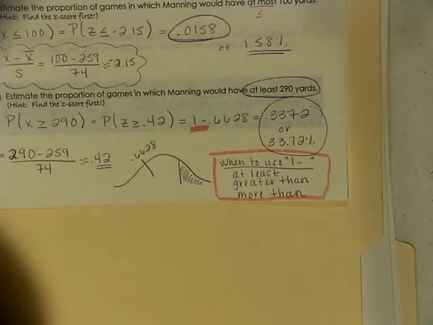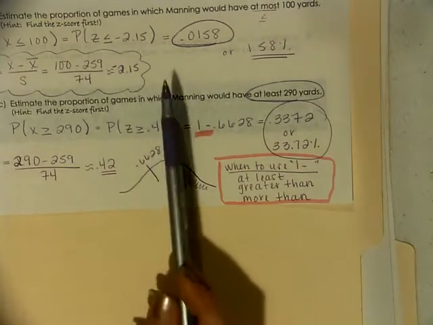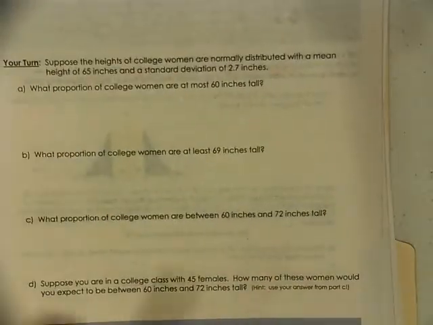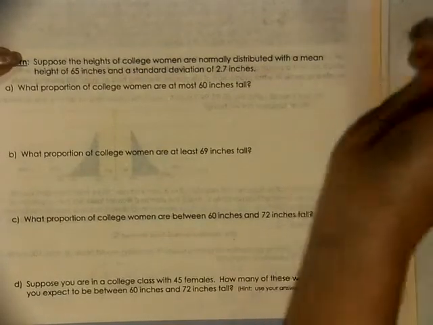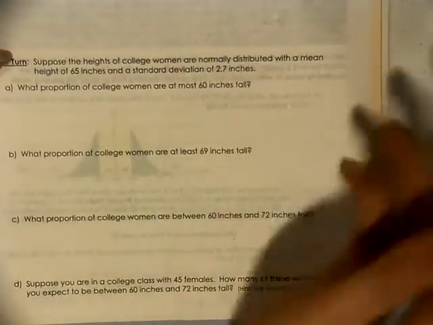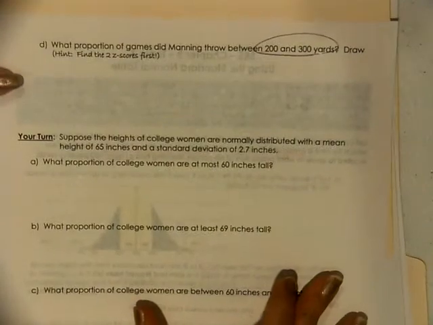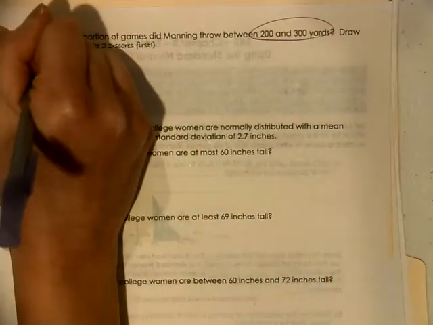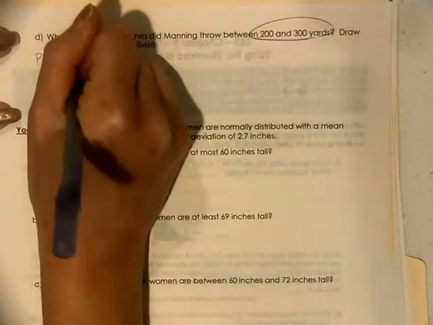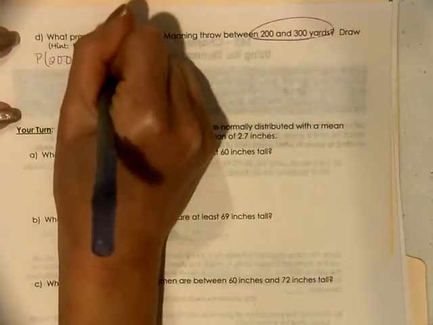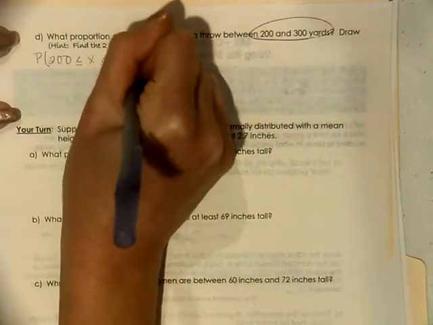So, we can either word our questions like we did in letter B, letter C, or it's what I call an in-betweensy question for letter D. What proportion of games did Manning throw between 200 and 300 yards? So, for this one, we actually need to find two z-scores. So we're trying to find the probability that the x value is between 200 and 300 yards.